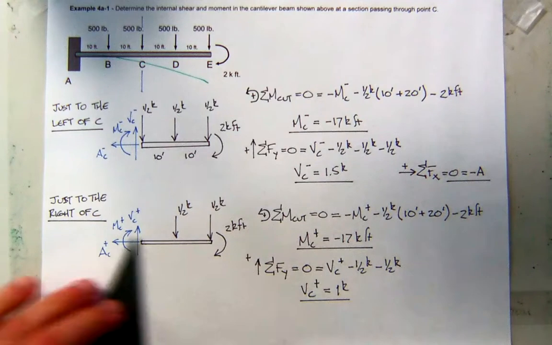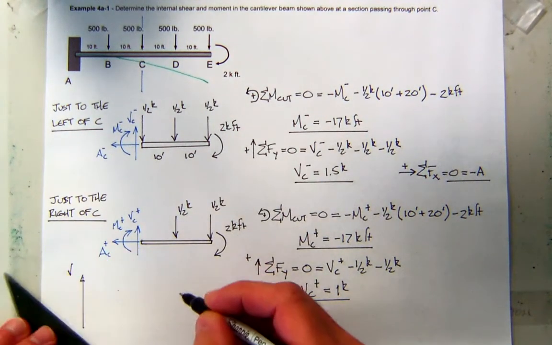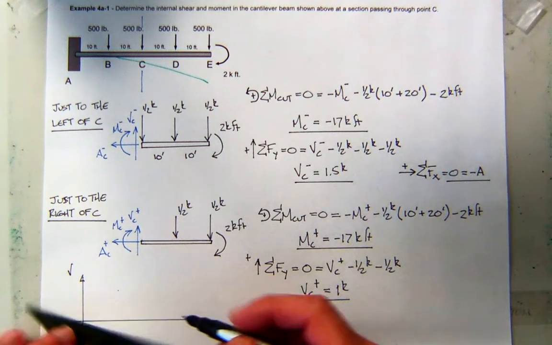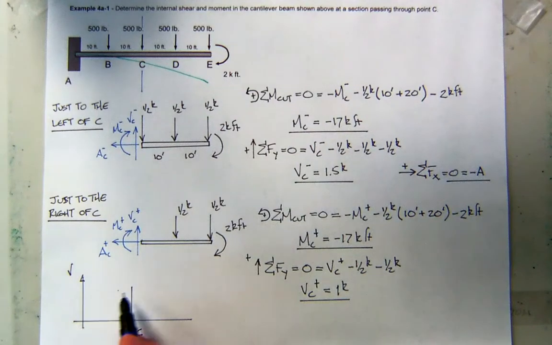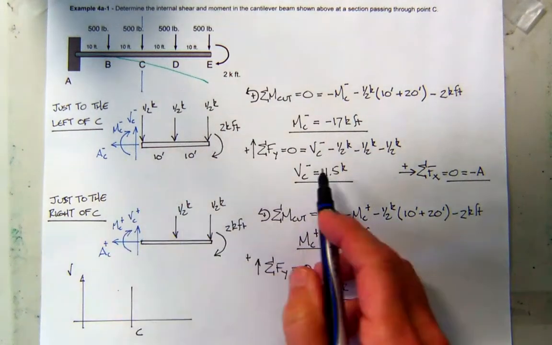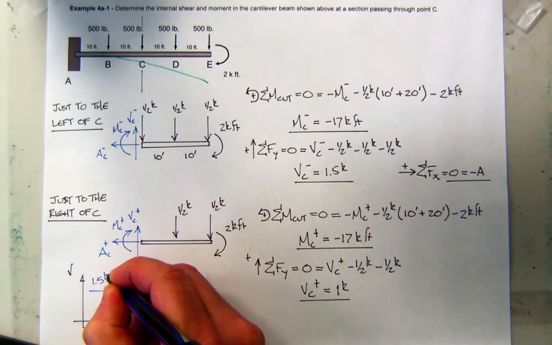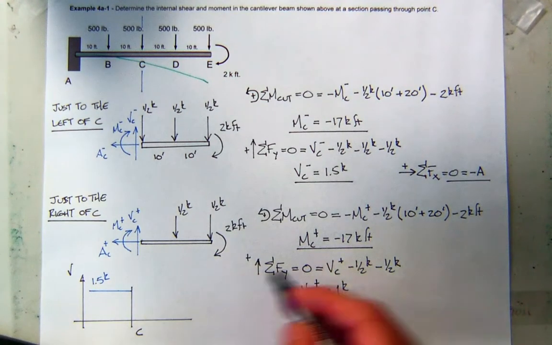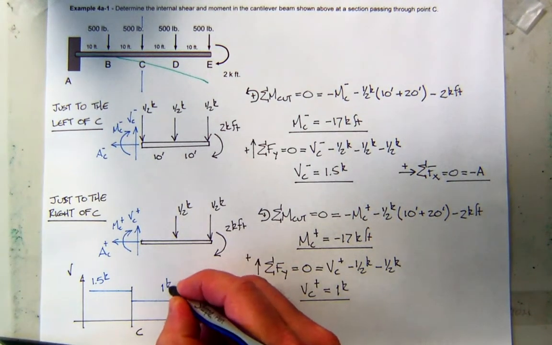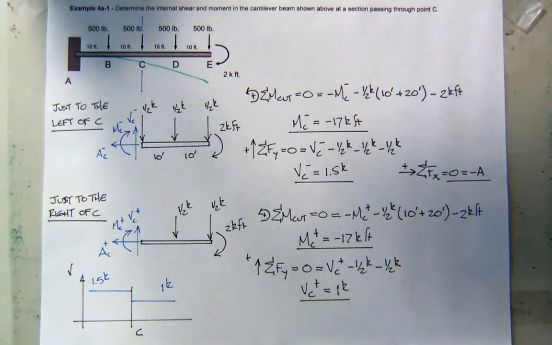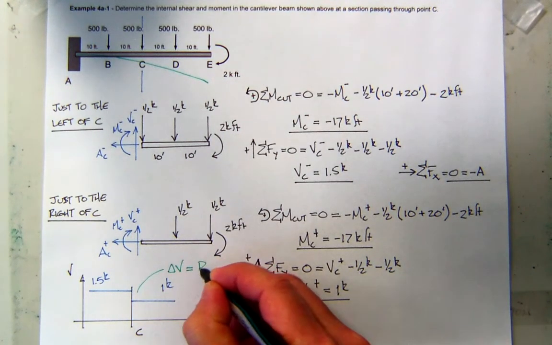So if I actually made a little plot of the shear force, and I'm only interested in point C. As I come from the left side, what's the value? It's 1.5, right? And then I go under C and I go to the right, it's only 1. So you don't have to worry about what else is going on. But you do see that I've got this change in shear is going to be equal to the load.